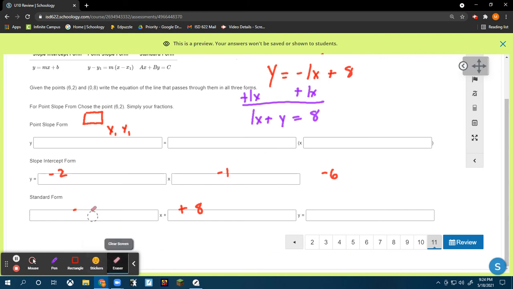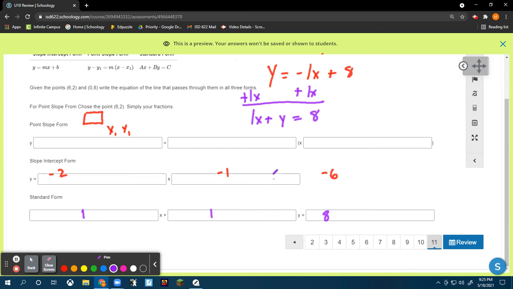let me erase these two now that we're past it. We're going to have 1x plus 1y equals 8. And you're all done.